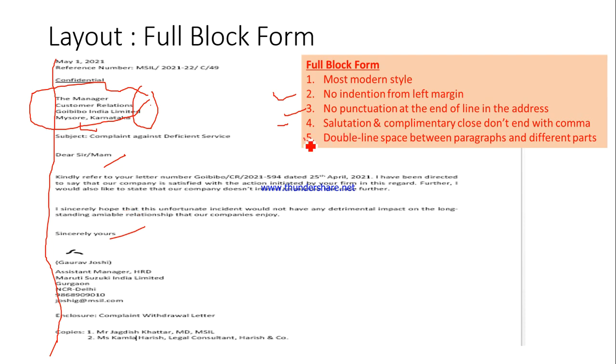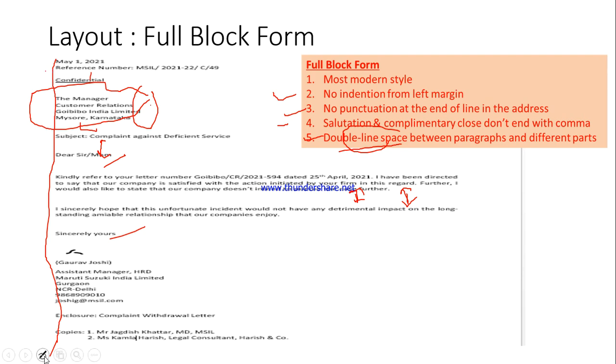And whenever you are moving from one paragraph to the other, ensure that there is double line space. The space is equivalent to 2 lines. It's not just equivalent to 1 line. So this is equivalent to 2 lines. The space between the 2 paragraphs is equal to 2 lines. So this is what we call the double line space between paragraphs and different parts. Again, here also the gap is equivalent to 2 lines. So between different parts also. So the gap here, have a look, the gap here.